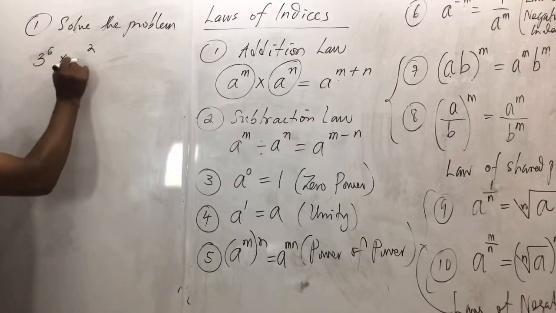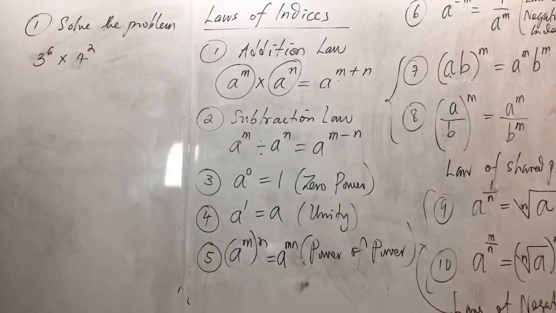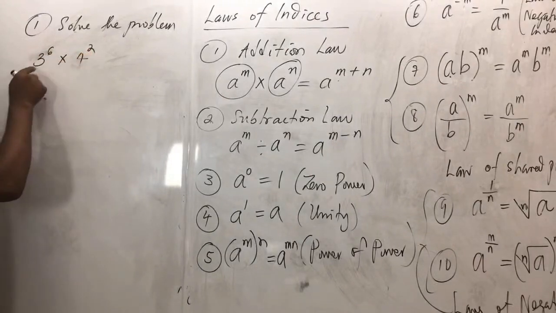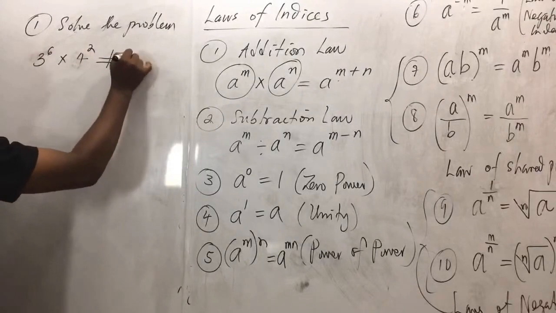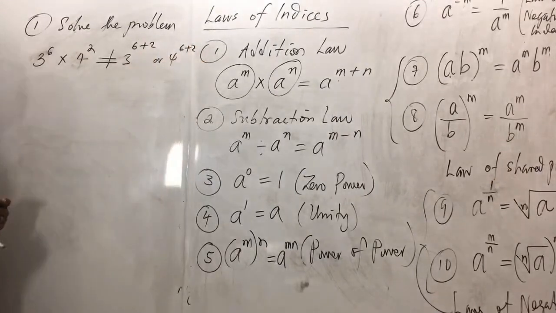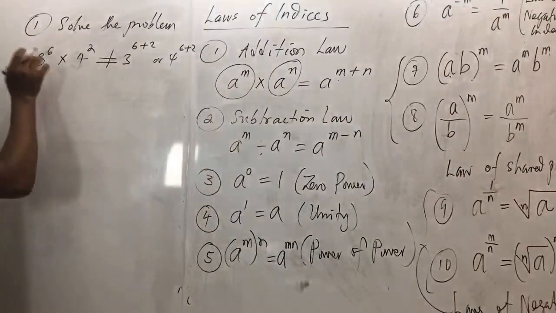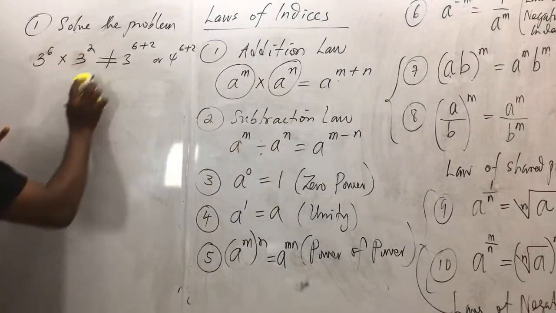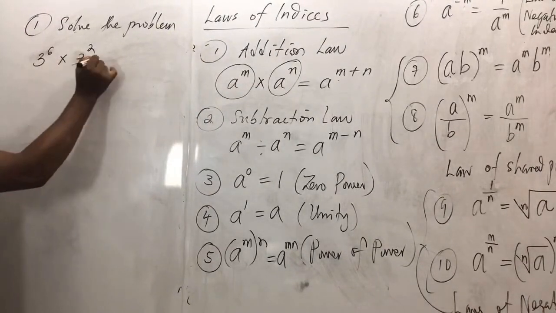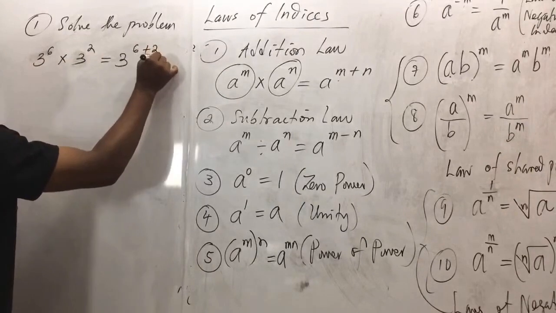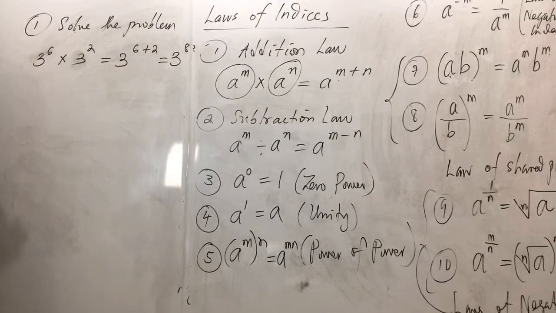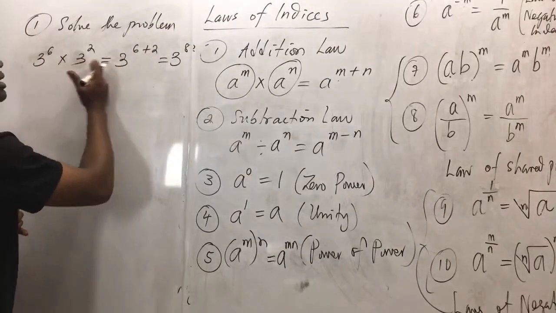So take note, this cannot be solved with the addition law. Simply because if you have 3 raised to power 6 multiplying 4 raised to power 2, the bases are not the same. So it will be wrong of you to say that this is 3 raised to power 6 plus 2 or this is 4 raised to power 6 plus 2. You will be very wrong. So for you to apply the addition law to a problem like this, the bases must be the same. Now, if the bases are the same, 3 raised to power 6 times 3 raised to power 2 would end up giving you 3 raised to power 6 plus 2, which is 3 raised to power 8, and that solves the problem. So you use the addition law under cases like this.